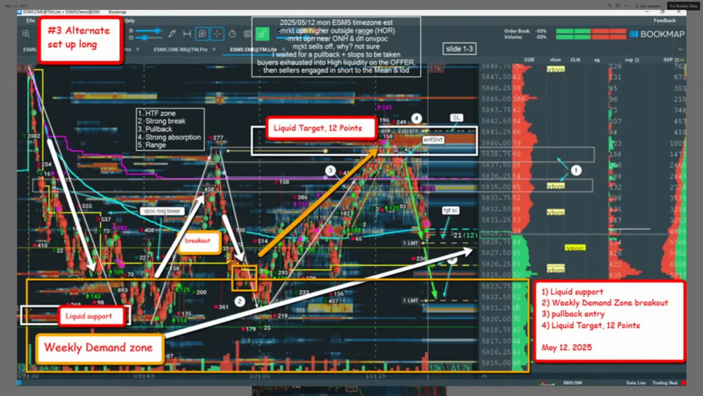Bookmap is definitely the main key. Like you can see where I put my targets. I front run it before liquidity as well. There is a reason for doing so. Very powerful.